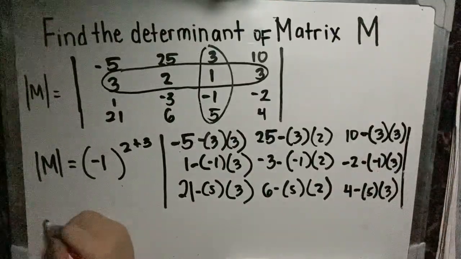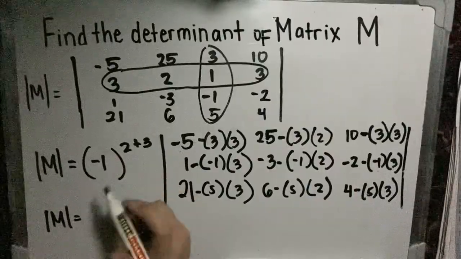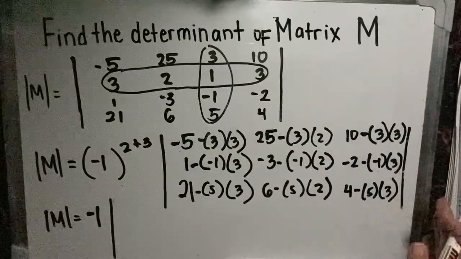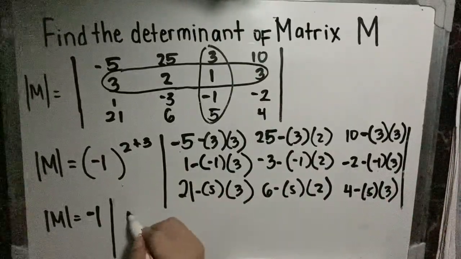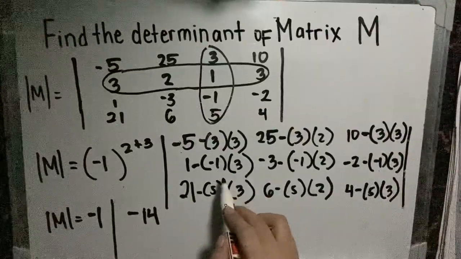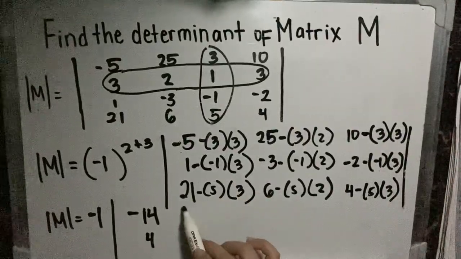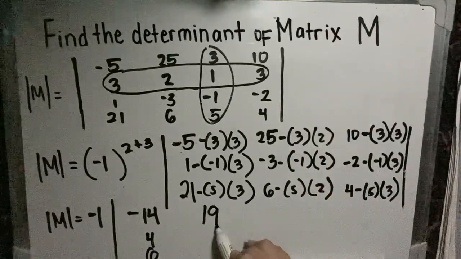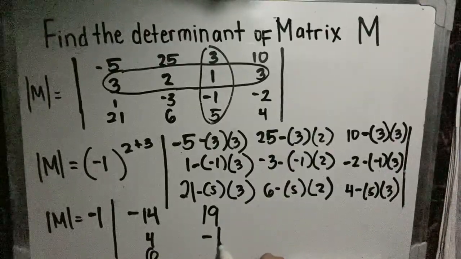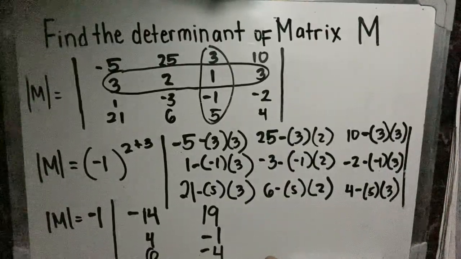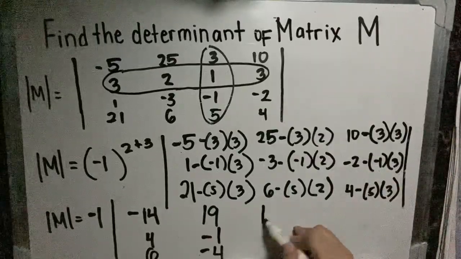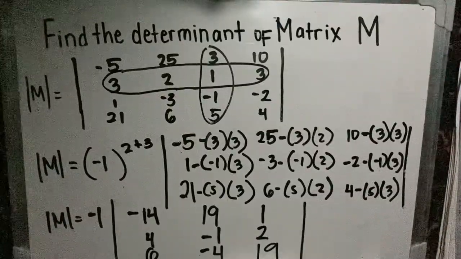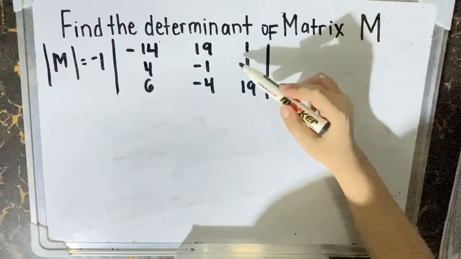And we must simplify this one, of course. Negative 1 raised to 5 is negative 1. So we have to multiply this by the product of these remaining elements. So negative 5 minus 9 is negative 14. And 1 plus 3 is 4. And this one is 21 minus 15 is 6. 25 minus 6 is 19. Negative 3 plus 2 is negative 1. And this one will become negative 4. And then minus 9 is 1. Negative 2 plus 3 is 2. And this one will become 19. Correction lang po. This is not 2, rather this is 1.